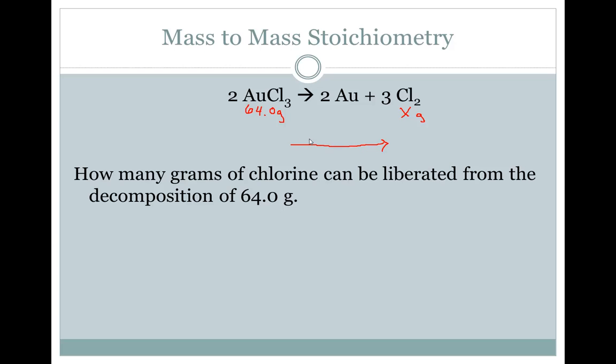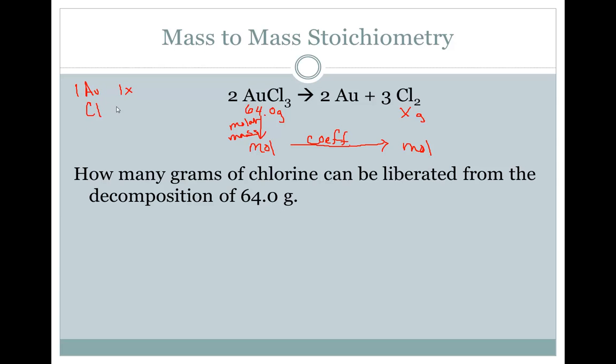But the coefficients are in moles. Moles are always the end caps to that horizontal line. So we need to get from grams to moles in order to be able to do that. In order to do that, we need the molar mass. So we have 1 gold, and we have 3 chlorines.